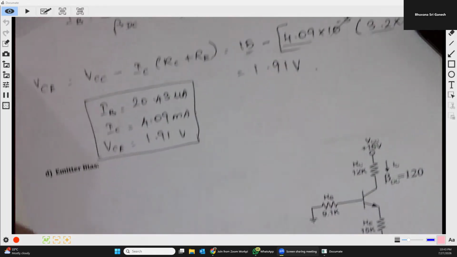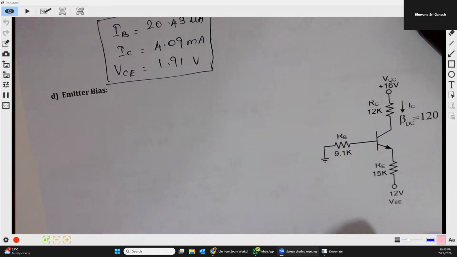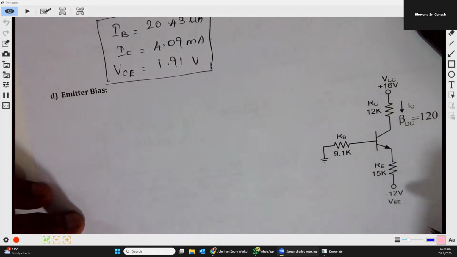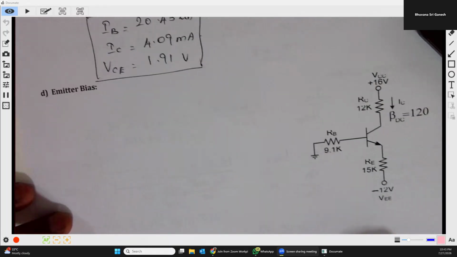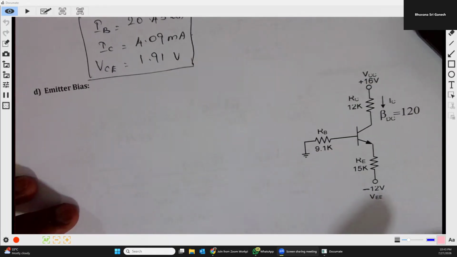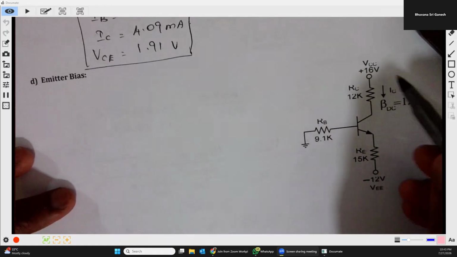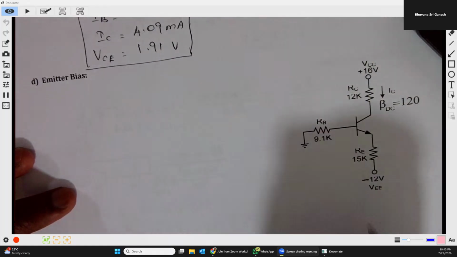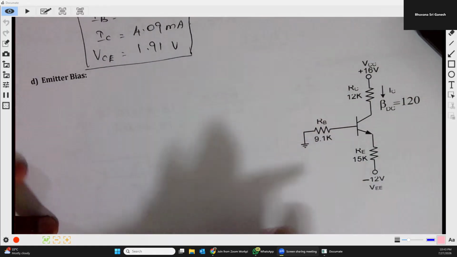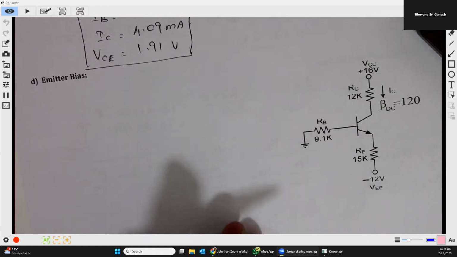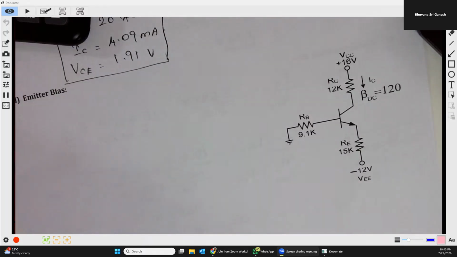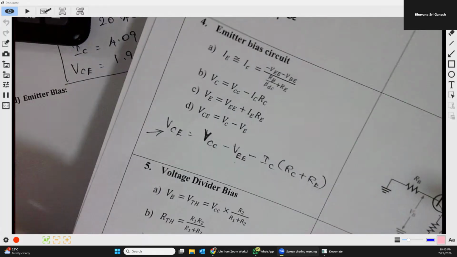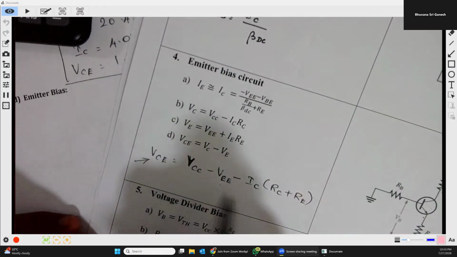Next is emitter bias. In emitter bias, we are having two power supplies, VCC and VEE, and this VEE is minus 12 volts, and the other information, hope you can see it clearly, with some amount of data gone, but still you're able to read it, right? Now emitter bias. For emitter bias, again we go to the formula sheet. See, emitter bias circuit, you can add this formula in your formula sheet, please.